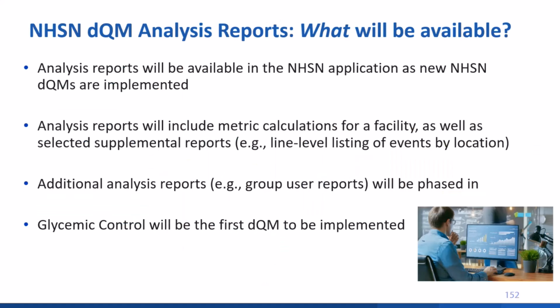So I know this is getting really exciting. So let's talk about what will be available in the module. The analysis reports will be available in the NHSN application as the new DQMs are implemented and rolled out. They will include metric calculations for a facility, as well as selected supplemental reports, such as line level listing of events by location. Additional analysis reports, for instance, group user reports, will be phased in. Glycemic control hypoglycemia will be the first DQM to be implemented.